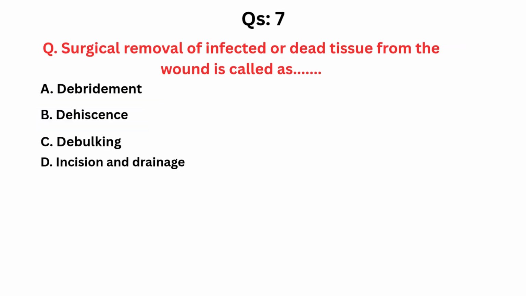Now the question number 7. Surgical removal of infected or dead tissue from the wound is called. Option A, debridement. Option B, dehiscence. Option C, debulking. Option D, incision and drainage. Option A, debridement is the right answer.